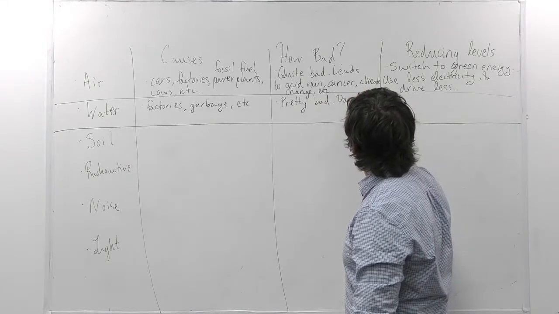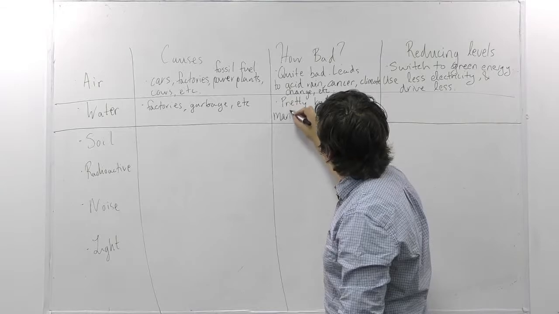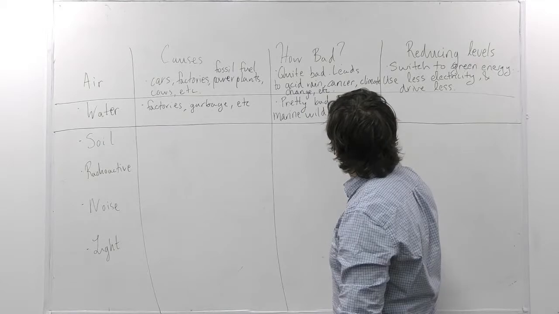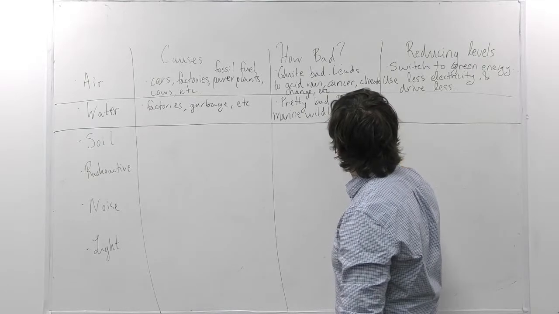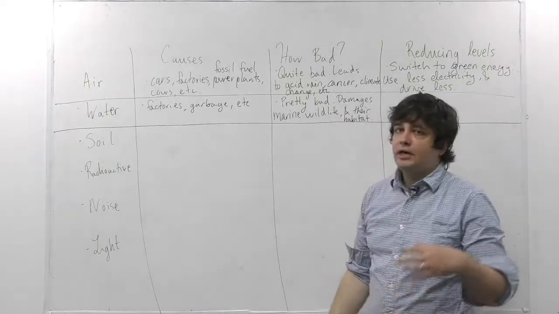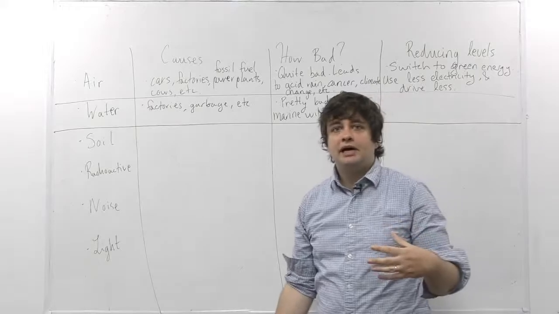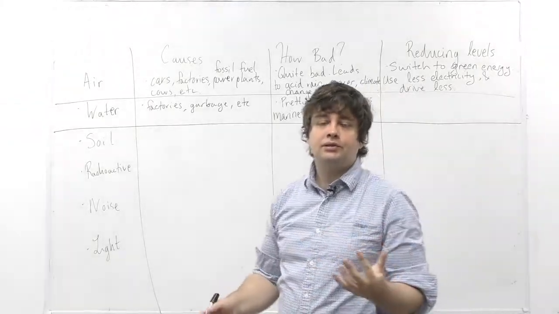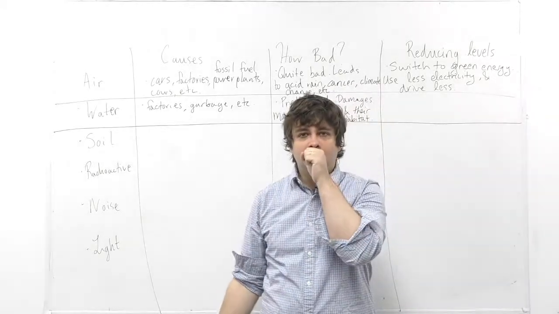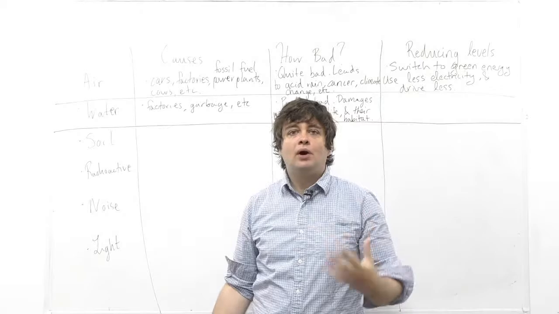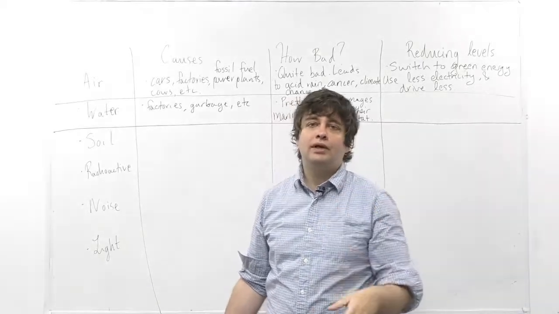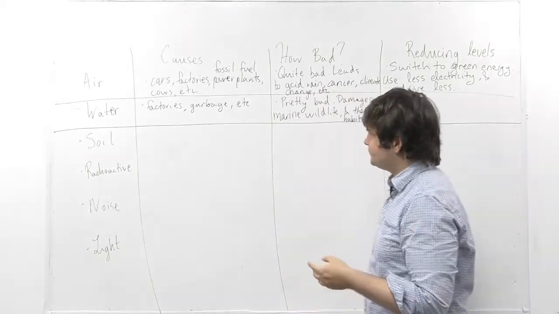Damages marine wildlife and their habitat. I think the main thing that it does is it damages the marine habitat, like coral reefs and the places under the sea. But also, of course, it hurts marine wildlife. Now, marine wildlife means any kind of wild animals living in the water: fish, dolphins, whales, sharks, etc., etc.